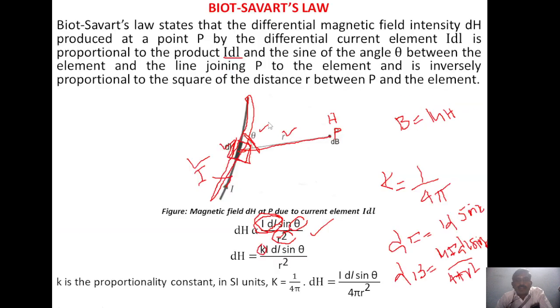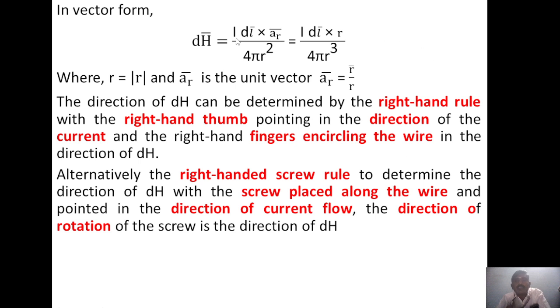Here, sin theta, according to your basics, so I into dl sin theta is a vector product, the cross product. Cos theta is the dot product, and sin theta is the cross product. So we can write I dl cross, which is the vector product. For a vector you have to represent the direction with the unit vector aR. So we can write finally I dl aR vector divided by 4 pi r squared.